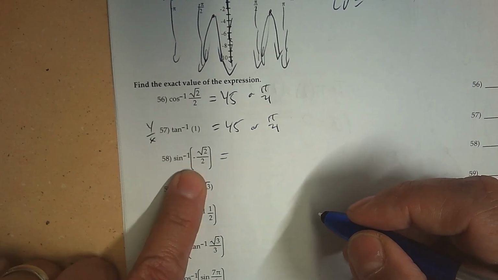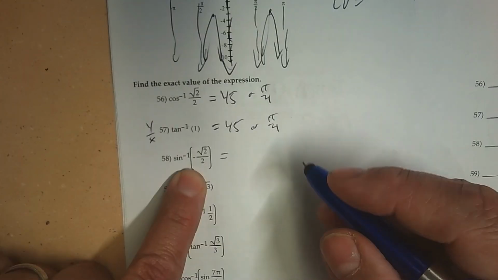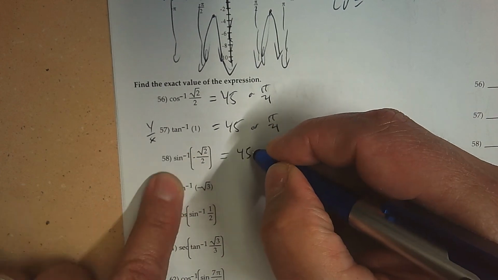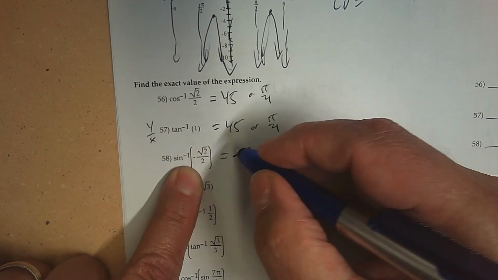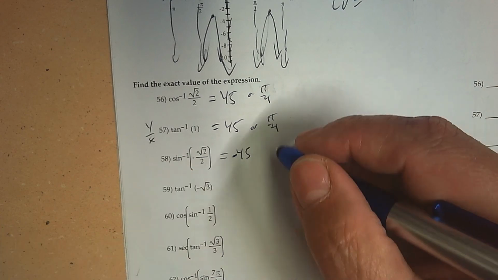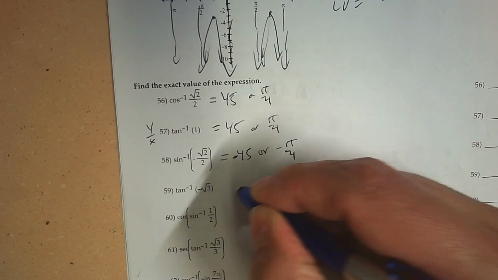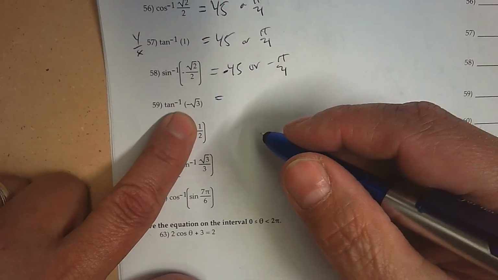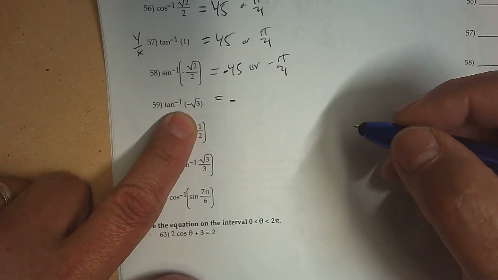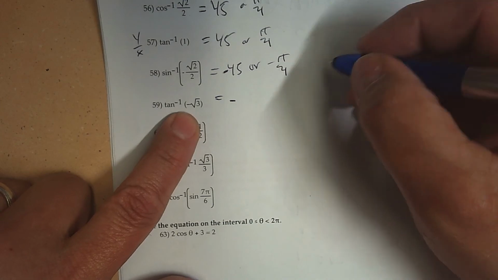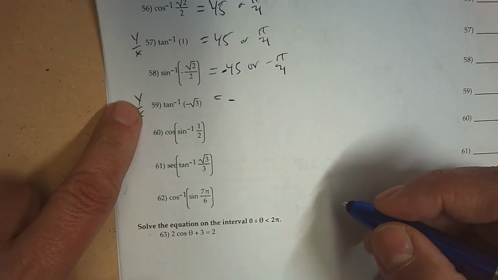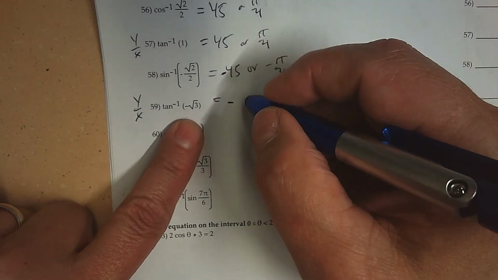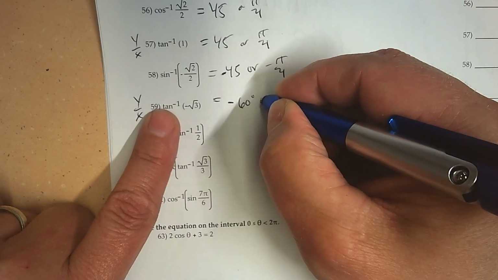Inverse sine negative root 2 over 2. So for inverse sine, the y-coordinate root 2 over 2 is 45. But because inverse sine is negative, it's the negative angle that goes to quadrant 4. Inverse tangent, negative root 3. So again, it's going to be a negative angle in quadrant 4. I just need to know the reference angle. So if I go y over x, I'm looking for the y-coordinate to be root 3. So that's 60 degrees. So it's negative 60 or negative pi over 3.